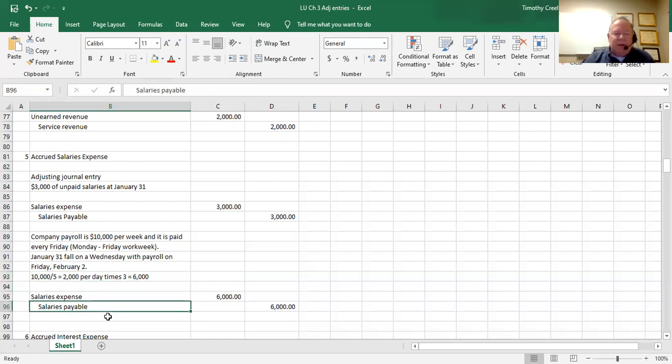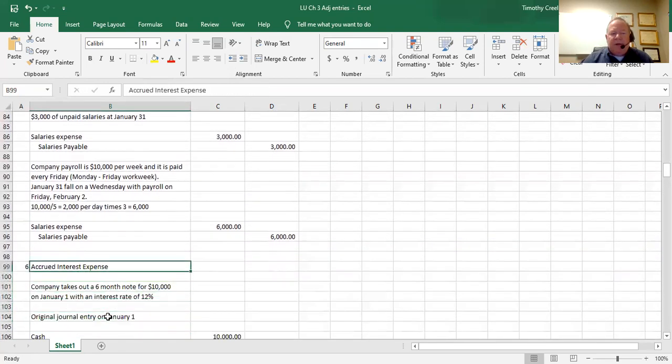So your adjusting entry would be a debit to salaries expense and a credit to salaries payable. And then that payable would be paid off or cleared out with the payroll that would be paid on Friday, February the 2nd.